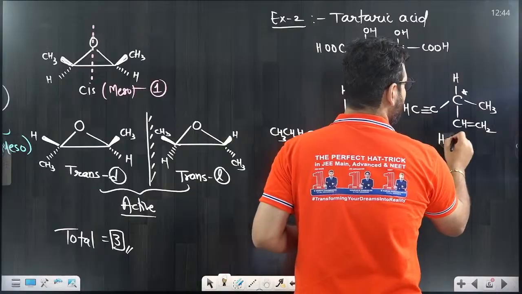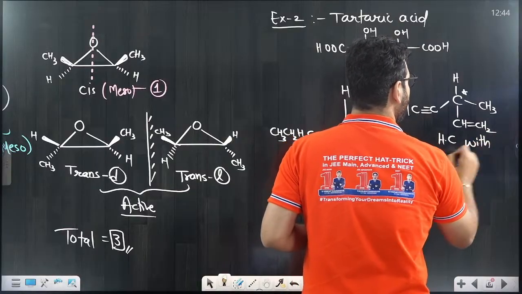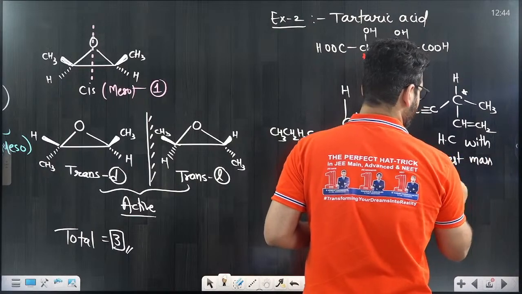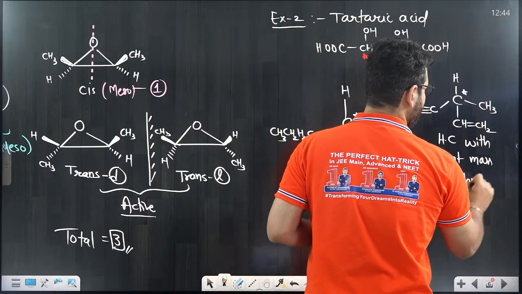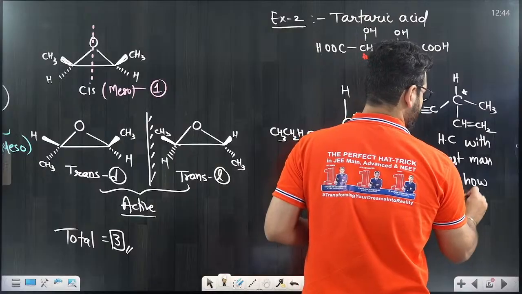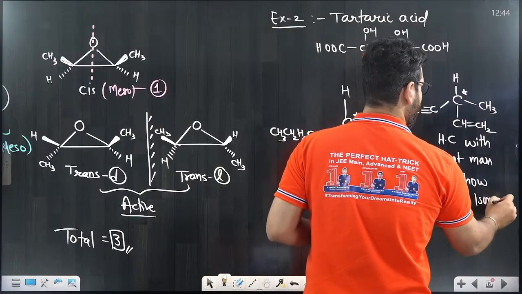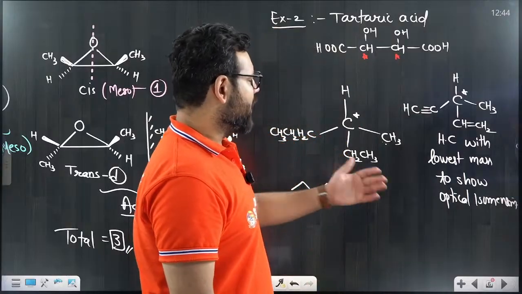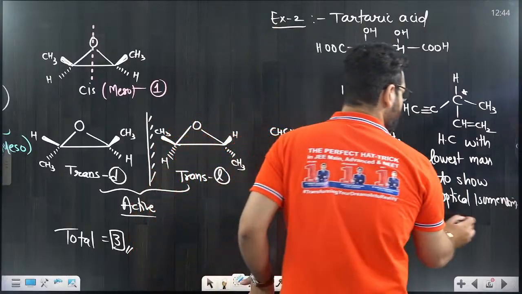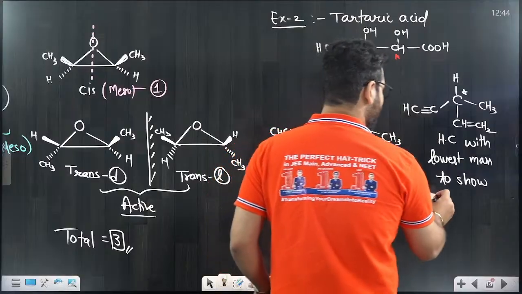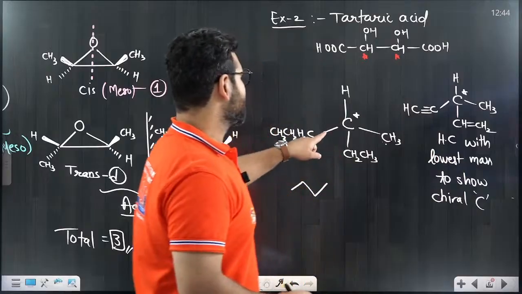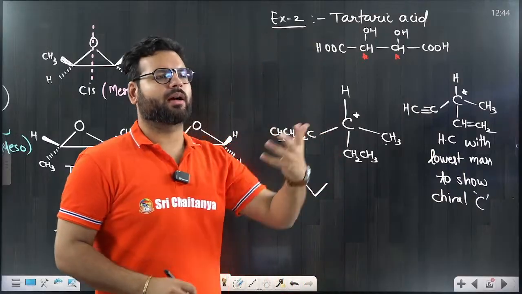Hydrocarbon with lowest mass to show optical isomerism. Okay. Or to have a chiral carbon, to show chiral carbon. Then I will think of this one. This is the alkane to have a chiral carbon.